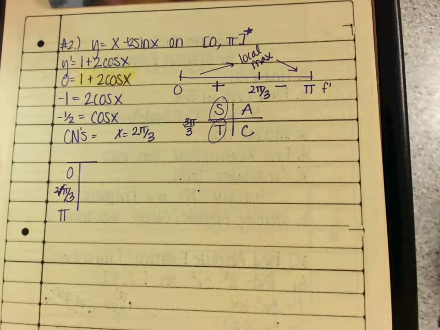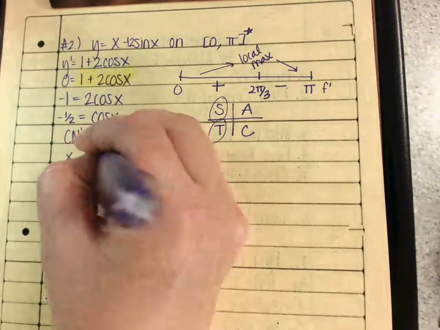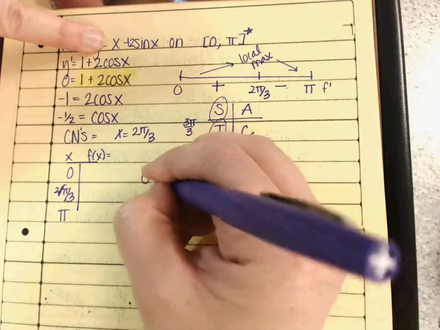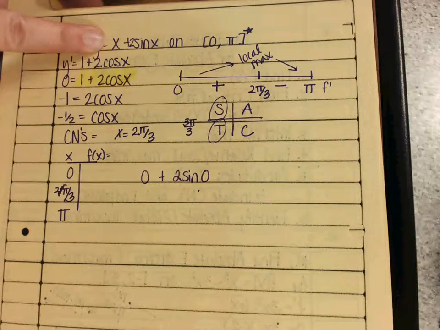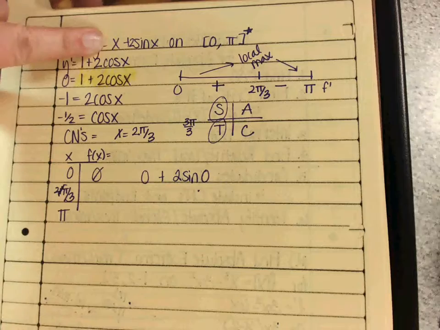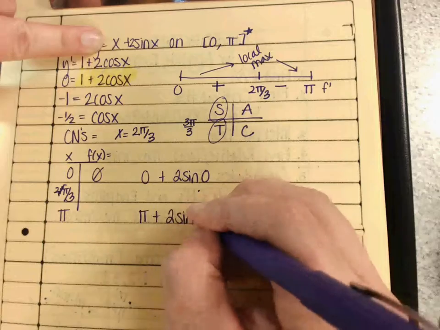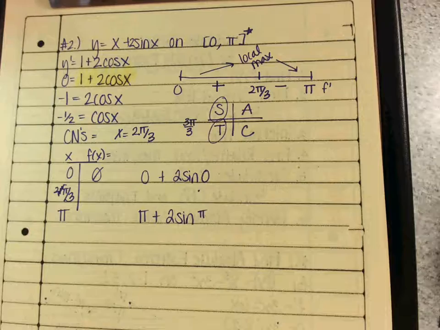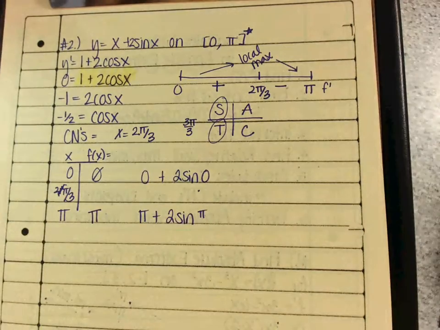Okay, where are we plugging in to? The original. Very good. So, x, f of x. This first one for 0 is going to be 0 plus 2 sine 0. What's sine 0? 0. 0 plus 0 is? 0. I'm going to do pi next just because it's easier. So, pi plus 2 sine pi. What's the sine of pi? You're still on your pinky. Still no fingers on bottom, so it's pi plus 0 is pi.